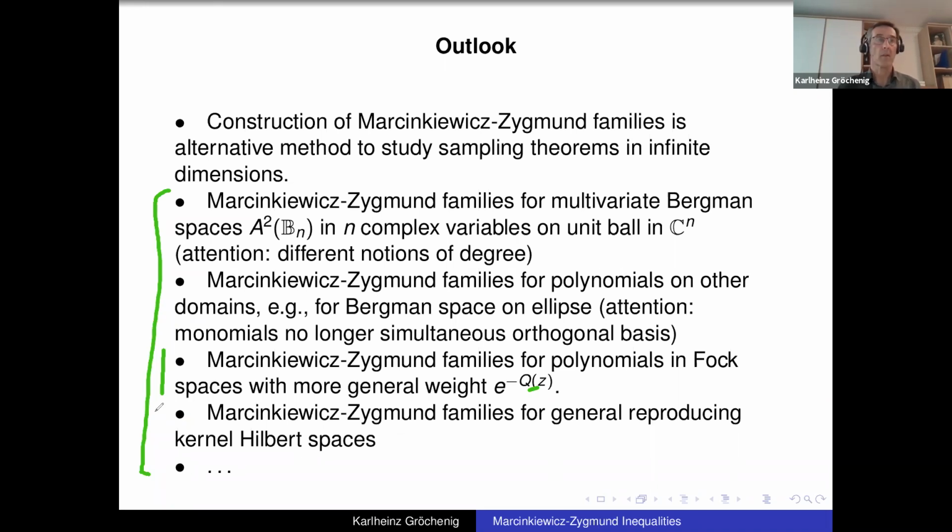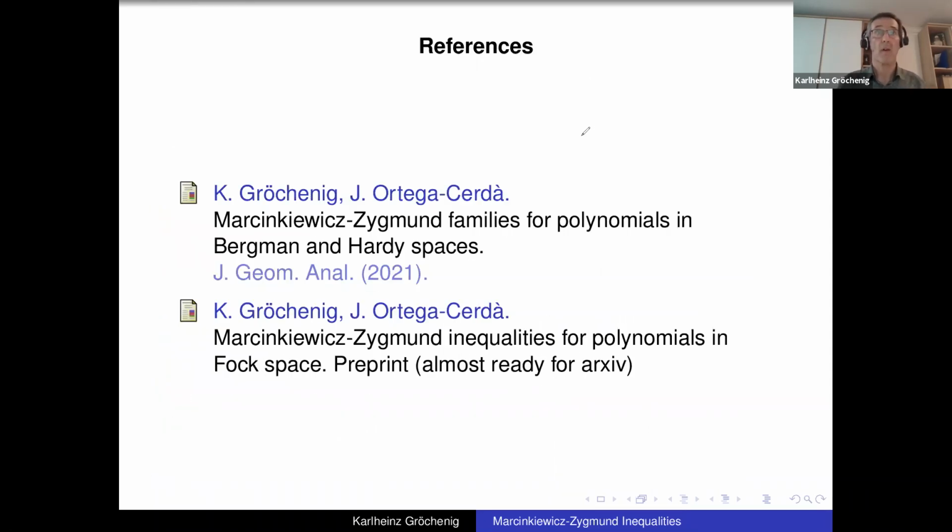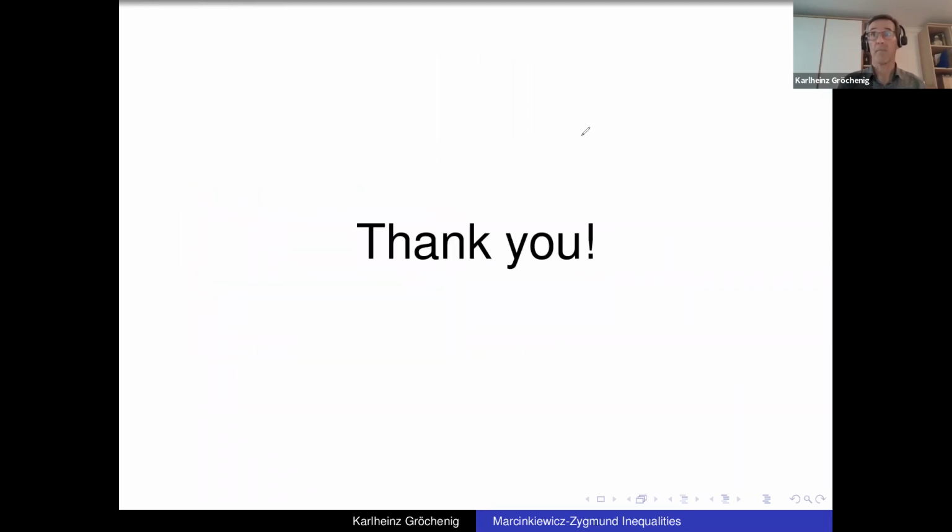And of course, you can always ask the most general question. How about working in a general reproducing kernel Hilbert space? What would you need? I think these are interesting topics to look at, and it would be nice to get in touch with people who are interested in pursuing this further. Okay, with this, I want to thank you, refer to what we have done, and thank you for your attention.